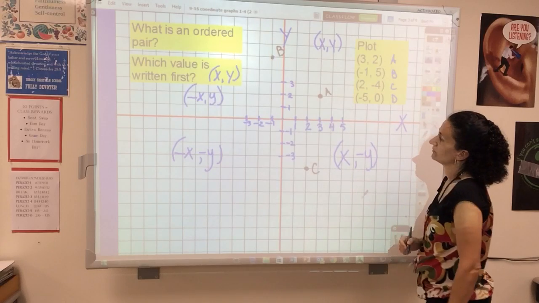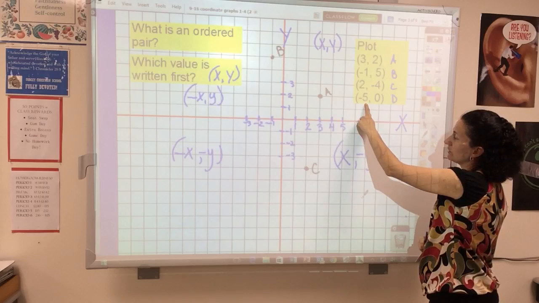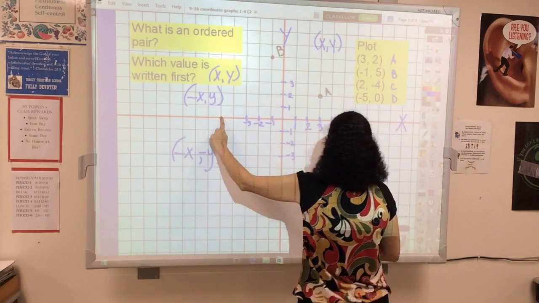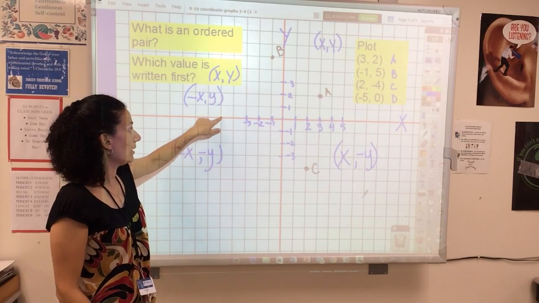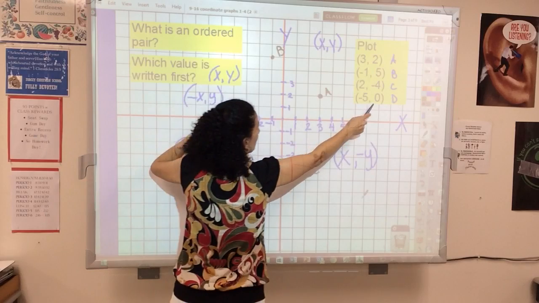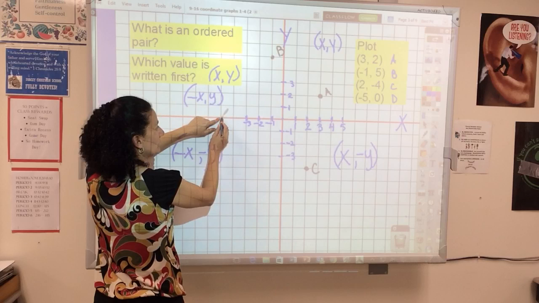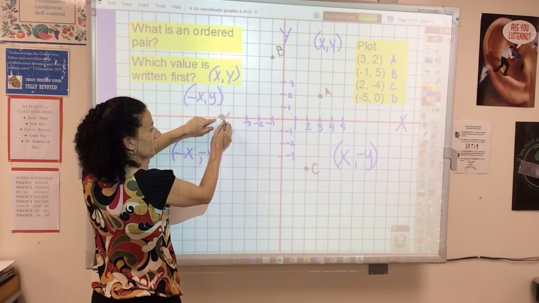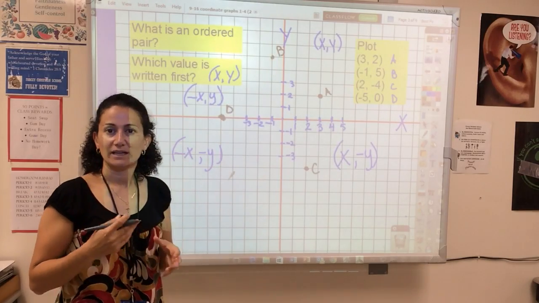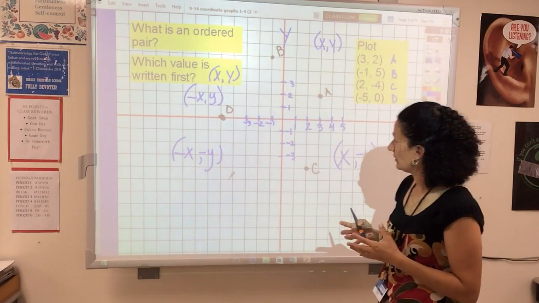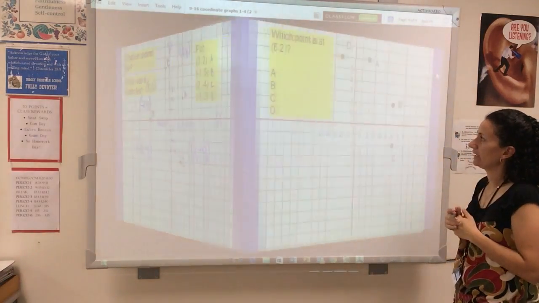That's (2, -4). One more. This one's kind of tricky. The first number is negative, so I'm going to go left 5. My second number is 0. Well, that means I'm not going to go up nor down. If my second number is 0, that means my y value is 0. So it should line up with 0, so my dot's going to be right on the x-axis here. And that is the point for D. Hopefully that gave you a few examples of how to plot coordinates on a graph.